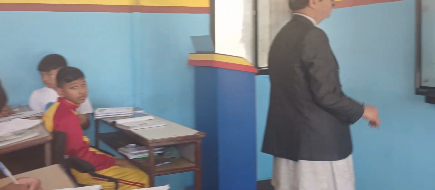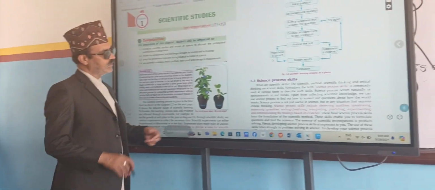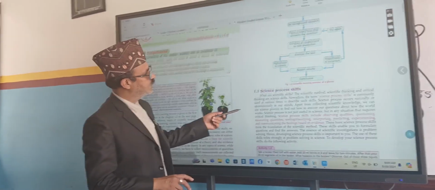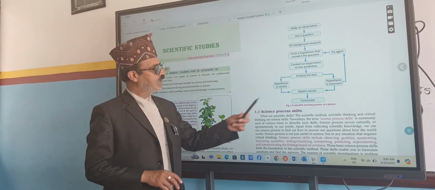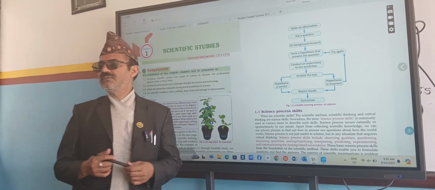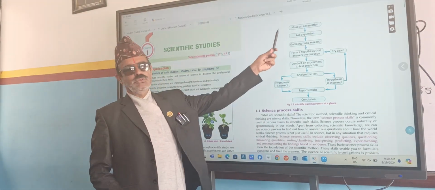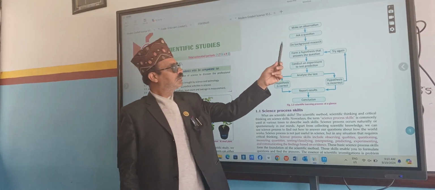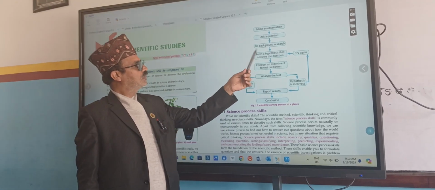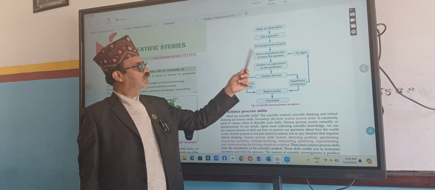In scientific studies, we have learned about one scientific learning process chart. What does it contain? But first, what to do? Make an observation, then ask a question, then do background research.